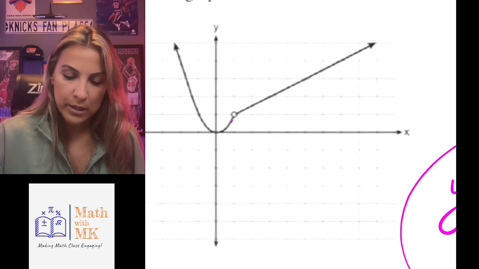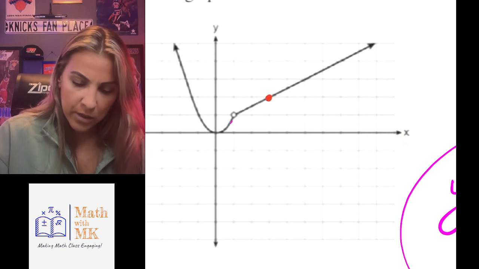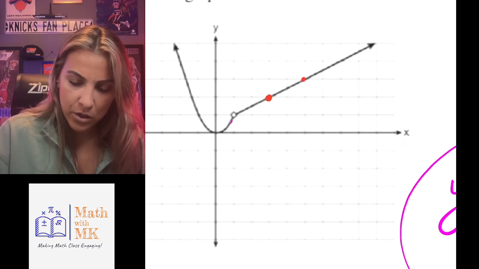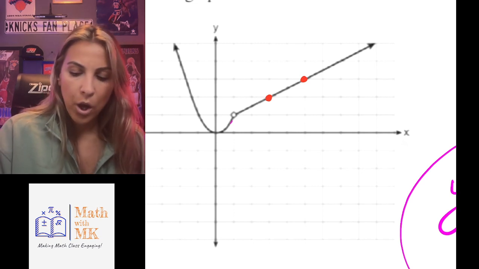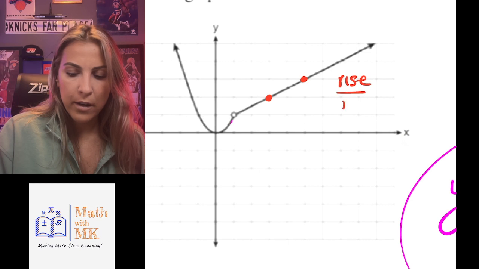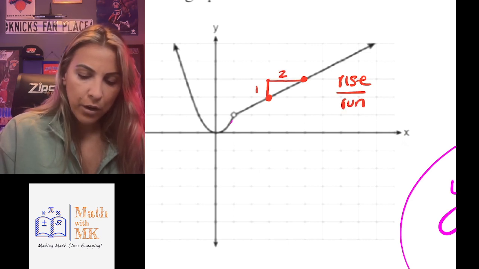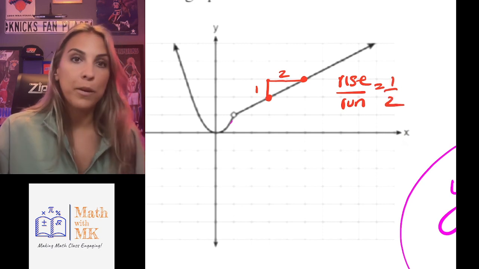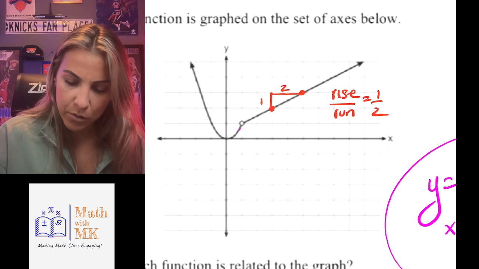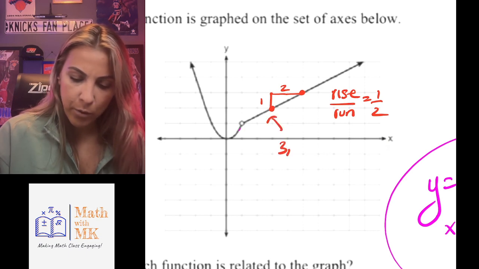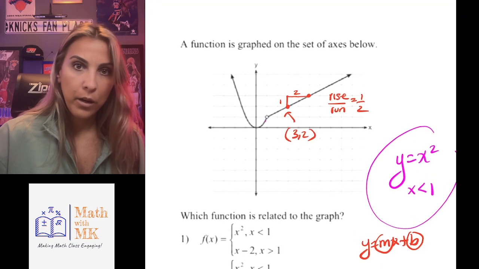Let's pick any two points that are on this line. We can start with the point that's open, but I'll just choose these two. Assuming that these units are going by 1 since there's no label, we're going to find our slope by doing rise over run. Our rise is 1. Our run is 2. So our slope is 1/2. Okay. Now if we take any one of those points, this over here was the point (3, 2). Now to find our b, we can do some algebra.